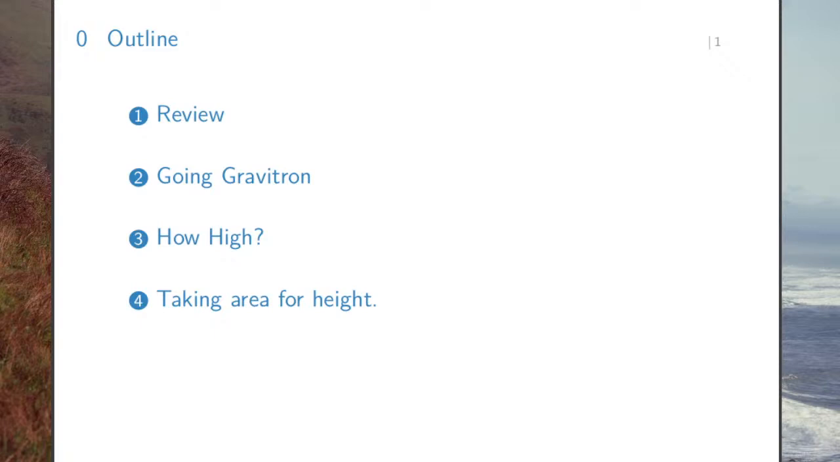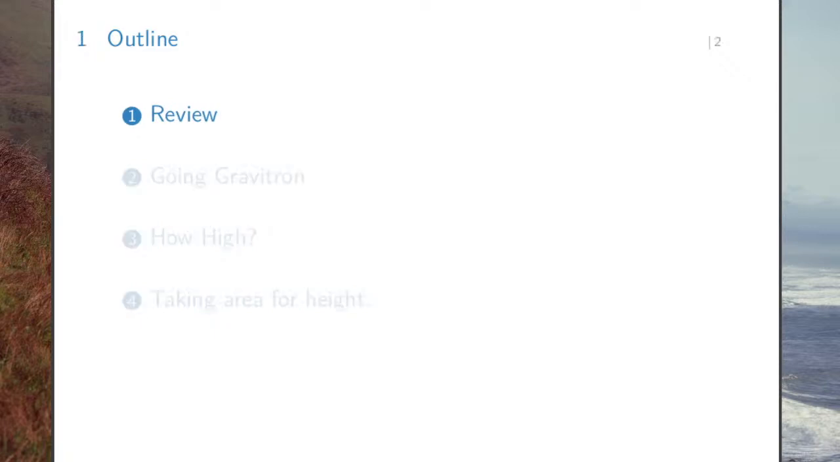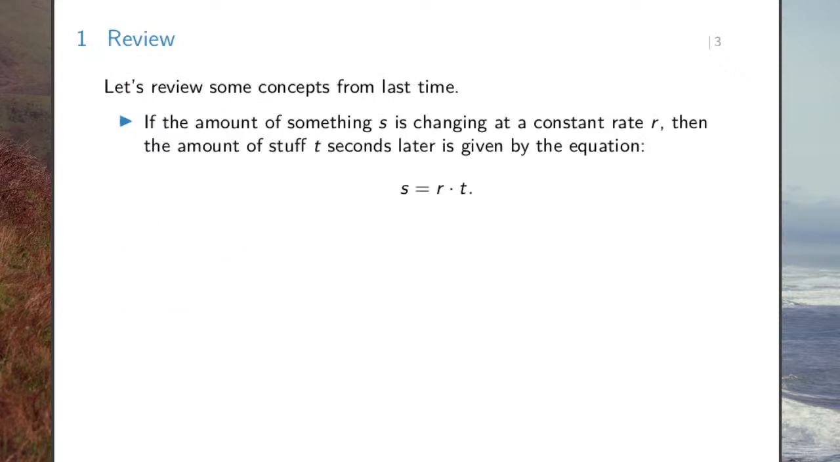We'll review what we did last time, and then we'll go from there. So last time, one of the big concepts was that if some quantity S is changing at a constant rate R, then the amount of stuff that you accumulate t seconds later is just S equals R times t. And say, for example, if that is distance from some point, then you would have D equals RT, and that's where we get the Dart McGart.